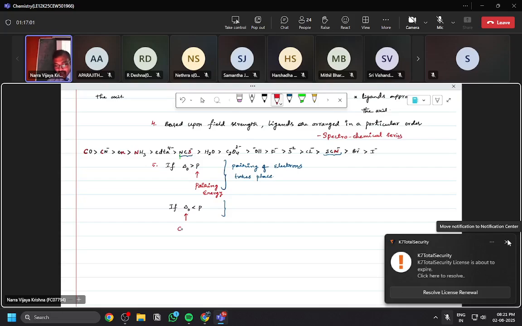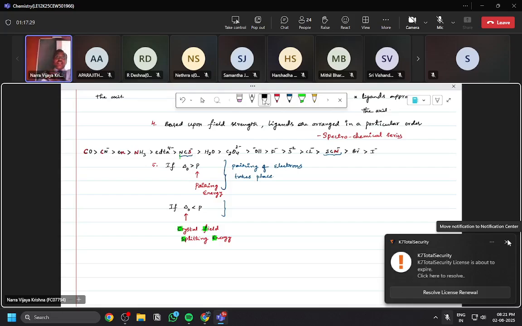Can I call it crystal field splitting energy? Ligand field splitting energy, correct? Crystal field splitting energy. Hereafter, I will call this CFSE. I will not write delta naught every time. I will write it as the CFSE value, right?